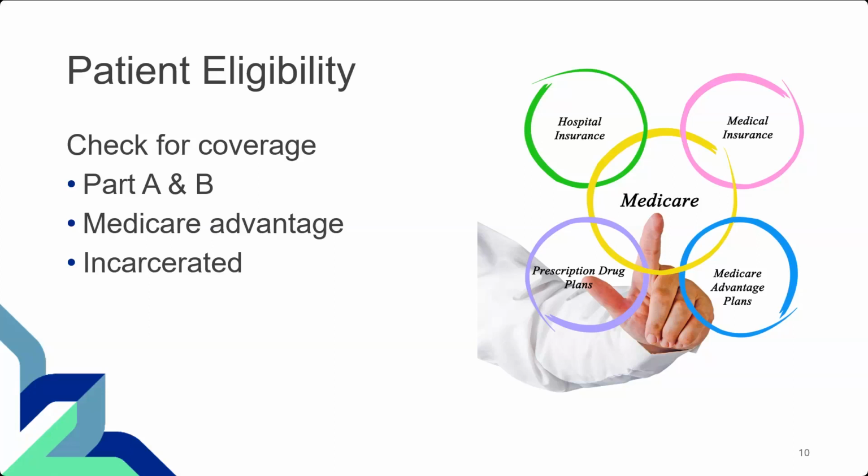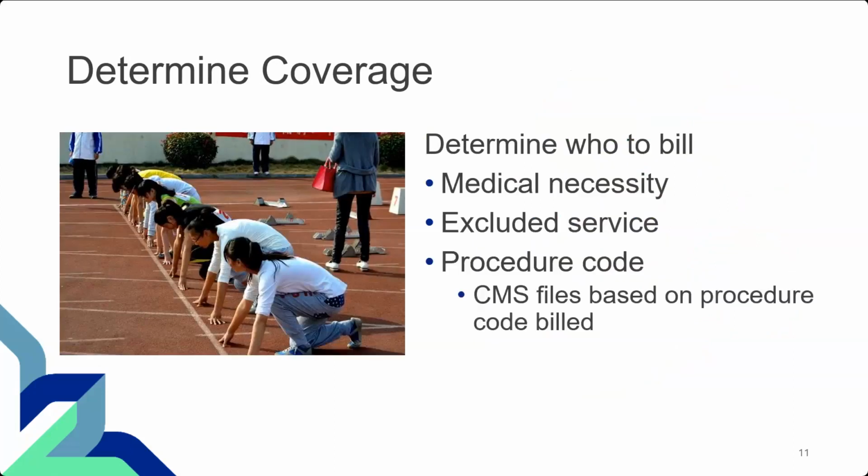The next item that Medicare requires is that a service has to be medically necessary. It cannot be part of the excluded services list, and it also has to meet certain procedure codes, based on the file to look up. So that means you have to be able to say, yes, the service was medically necessary. The medical record must support that.